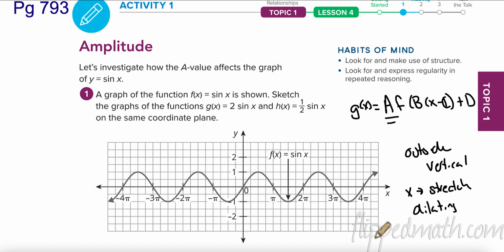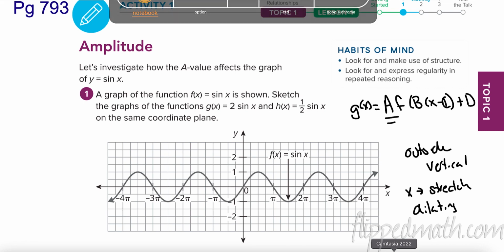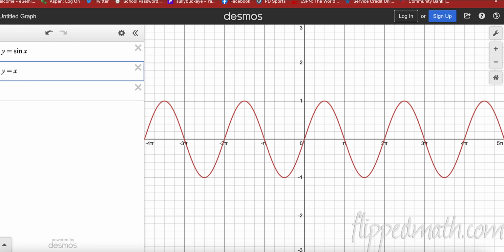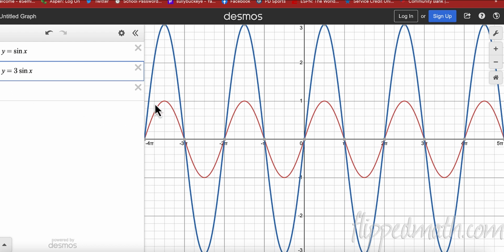Let's verify what we believe we already know by going and checking out a graph. So right here I have the basic sine graph. That's going to be in red. Now, I have one in blue too. I'm going to change it though. Let's see what happens when that sine graph is multiplied on the outside by 3. Woo! What doesn't change? These intercepts don't change, right?